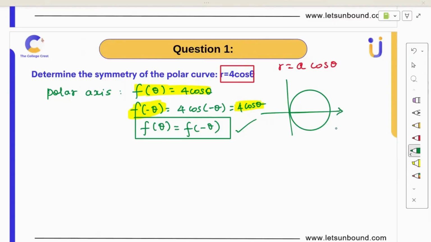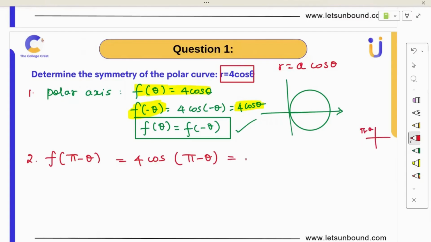Okay. Second condition, is it symmetric about the y-axis, like theta equal to pi by 2? So now you have to apply the condition f of pi minus theta. So it's 4 cos of pi minus theta. Pi minus theta means it is in the second quadrant. Cos is negative there. So minus 4 cos theta. So f of pi minus theta, I should get f of theta.